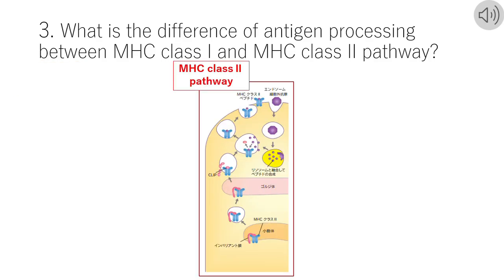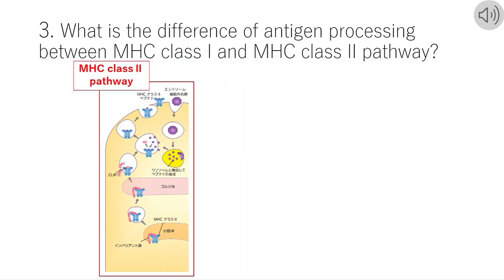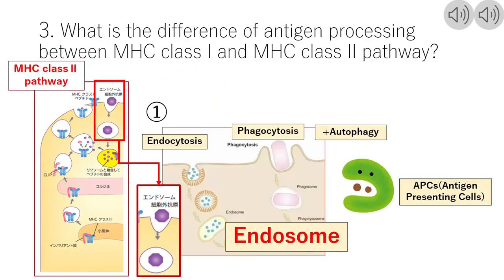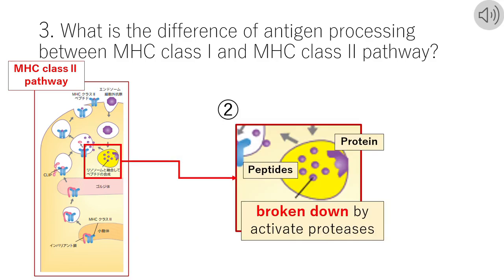Second, I will talk about MHC class 2 pathway. First of all, proteins from viruses are taken into cells via endocytosis, phagocytosis, or autophagy by APCs. And endocytosed proteins are processed in endosomes. In acidic endosomes, proteins are broken down into peptides by activated proteases.